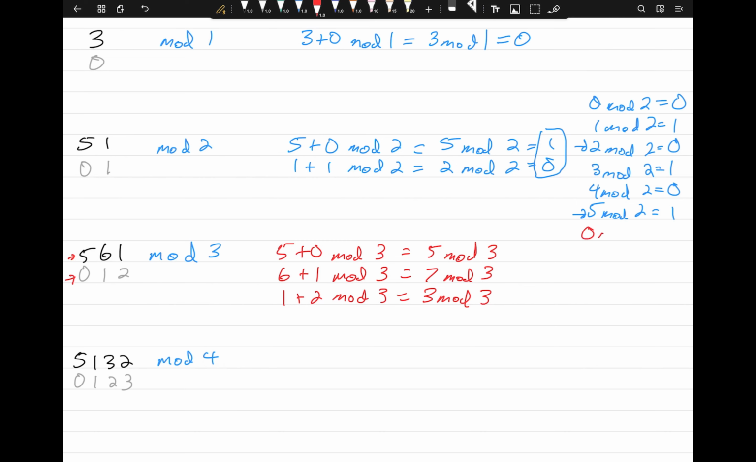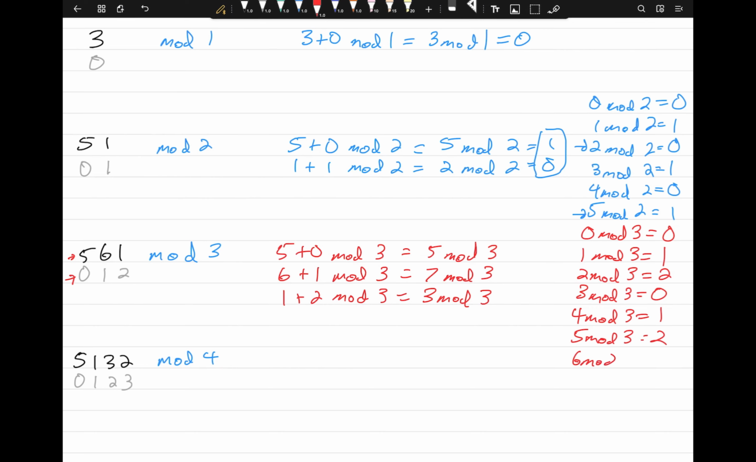So we start with 0, so 0 mod 3. Here we're allowed to use 3 whole numbers, so that would be 0. 1 mod 3 would be 1. 2 mod 3 would be 2. But now I'm out of whole numbers, so I have to start over. So 3 mod 3 is 0. 4 mod 3 is 1. 5 mod 3 is 2. 6 mod 3 is 3. And 7 mod 3 would be 0. Oh, sorry. Screwed that up. I used the whole number I'm not allowed to, so I went too far. 6 mod 3 is 0, and 7 mod 3 is 1.